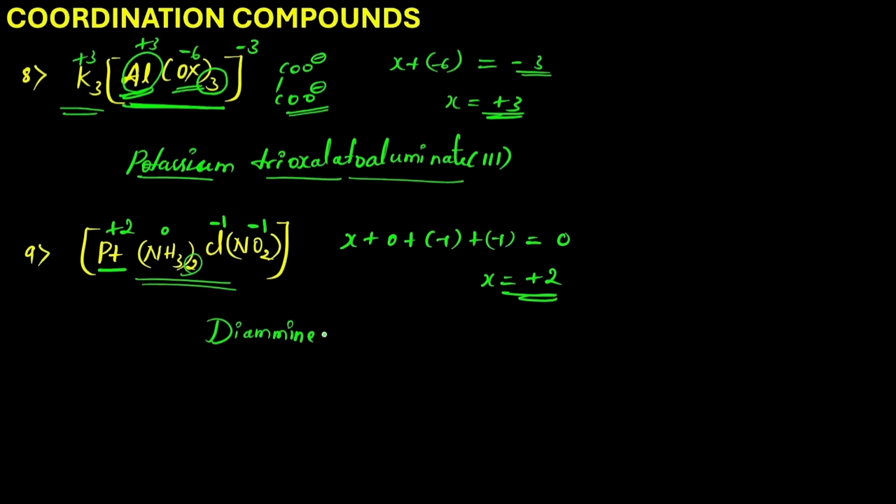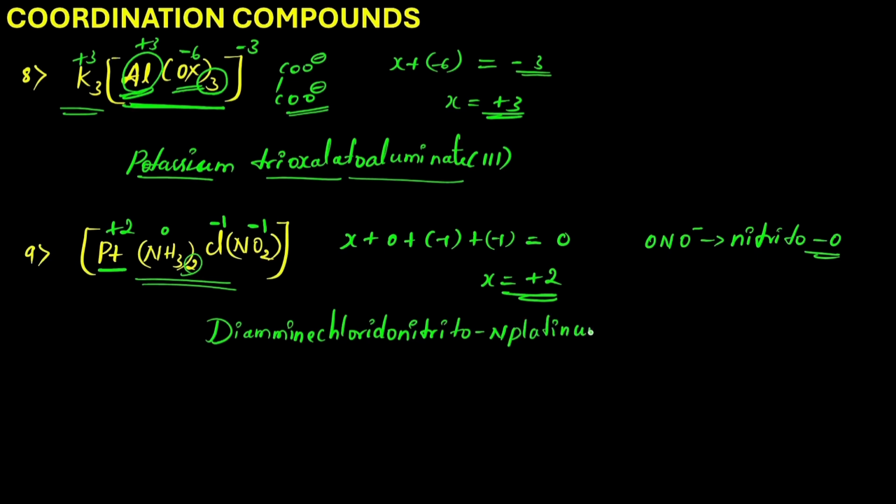Next is chlorido, nitrito N. If there is ONO minus, it is nitrito O. Here it is nitrito N. Since there is no charge on the complex, the name of the metal should be written as the name of the element. Therefore, it is platinum. Oxidation state is plus 2.